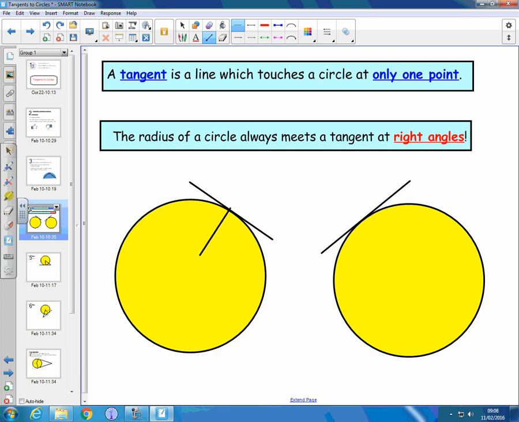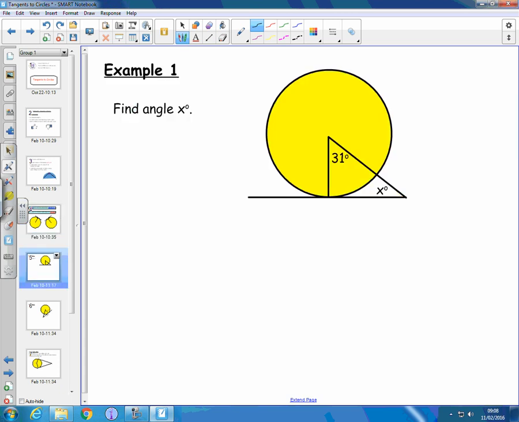So I'm just going to draw in a radius just down in the middle, into the centre there, and I'm going to do the same here, just down into the centre, and I'll just mark in those right angles as well. So we've got a right angle here, and then here, and here. So we're going to apply this into a couple of examples, and example 1 is a triangle.